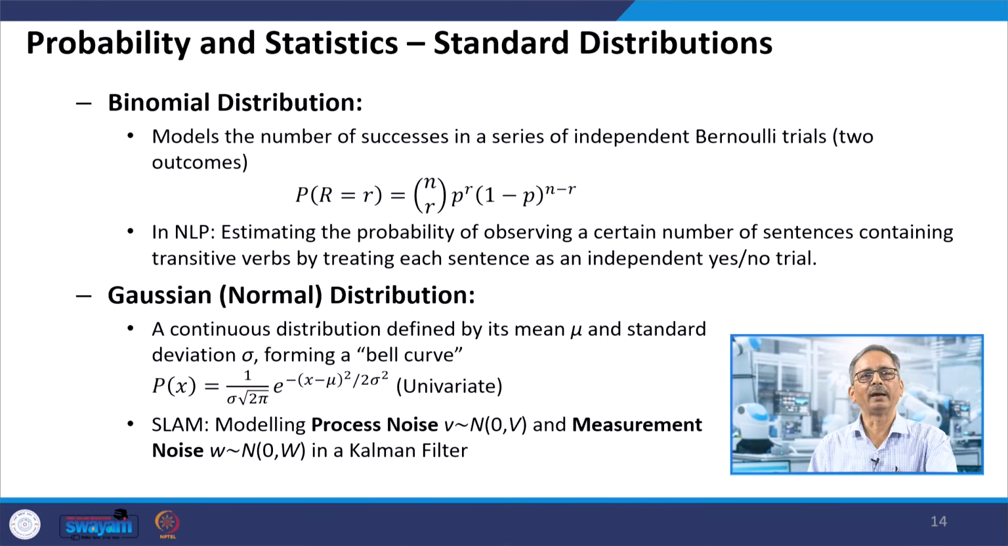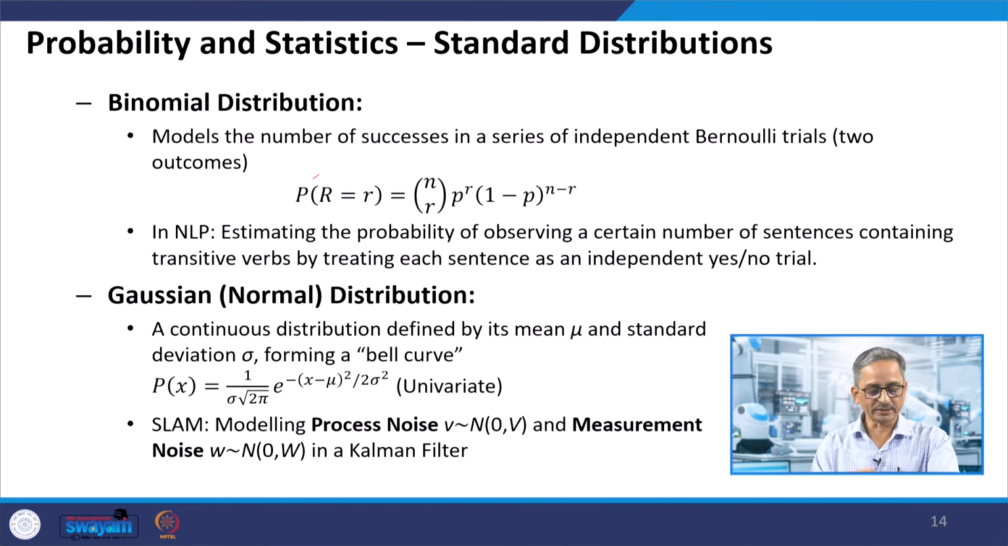Then we have the binomial distribution model. It models the number of successes in a series of independent Bernoulli trials. That is given by the probability for r events to occur as n choose r, out of n we choose r, times the probability of success to the power r, times the probability of failure to the power n minus r.